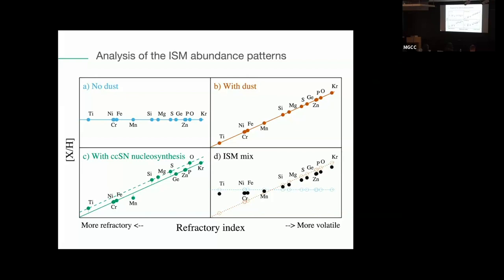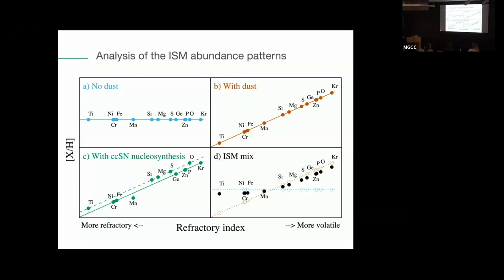Then you can focus on the third panel, which is the addition of nucleosynthesis signatures. If you have specific stellar populations, for example core collapse supernova nucleosynthesis, then the alpha elements are all systematically on top of this curve. The main trend here is shown by the solid line, and the alpha elements are systematically above, while manganese is below.